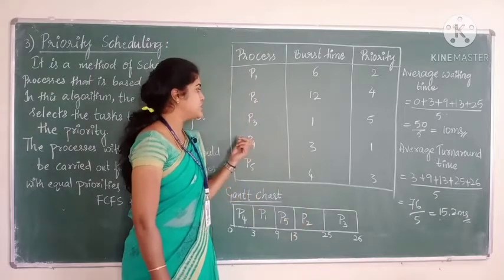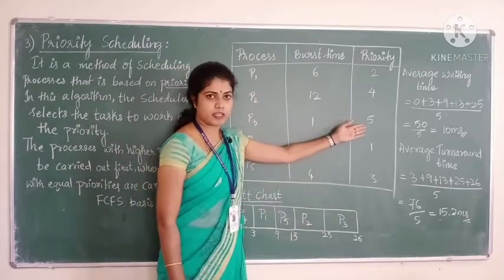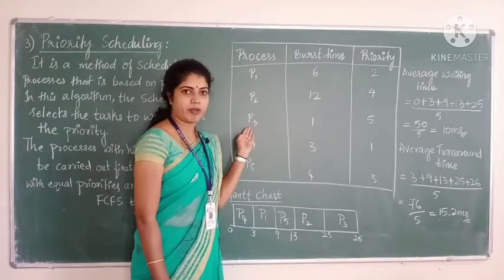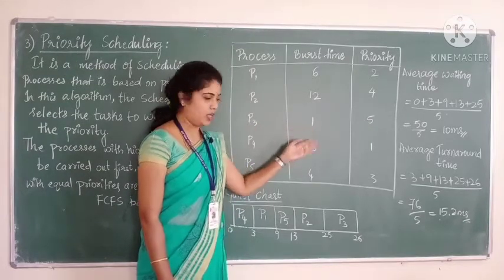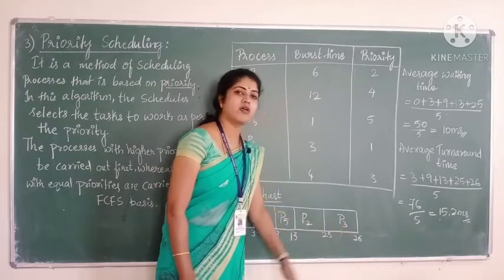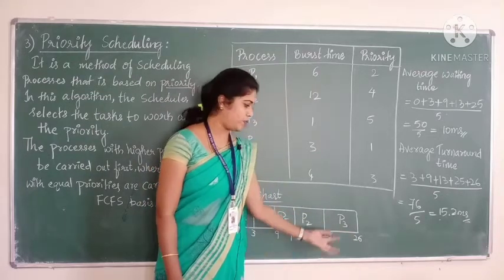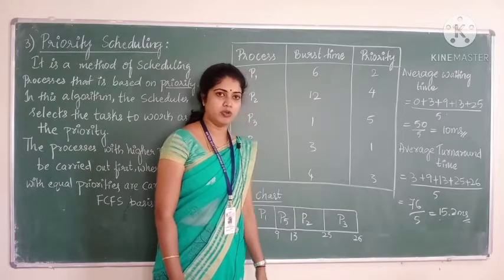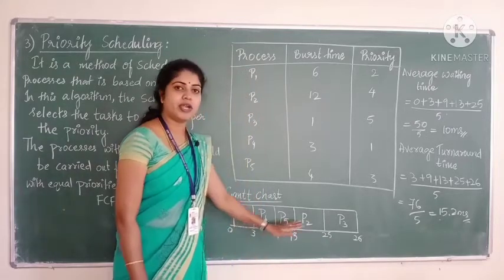And the last process is left with the last priority, which is 5, and the process is P3. What is the burst time? Only 1. So 25 plus 1, you will be getting 26, and P3 also will be done with the allocation and execution. Now, this is the way you write the Gantt chart.